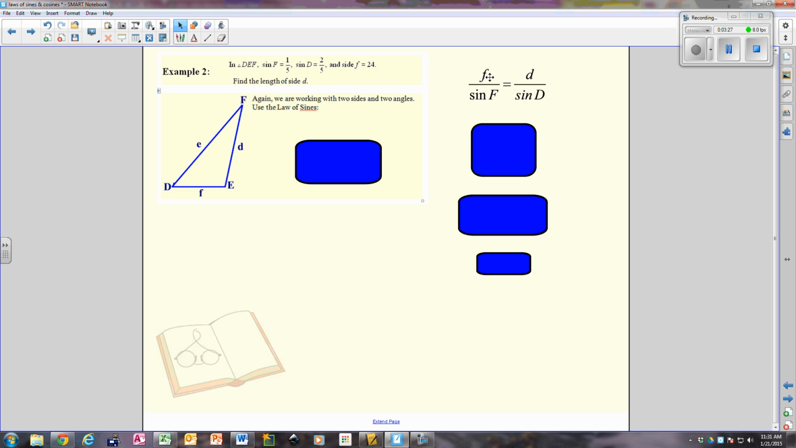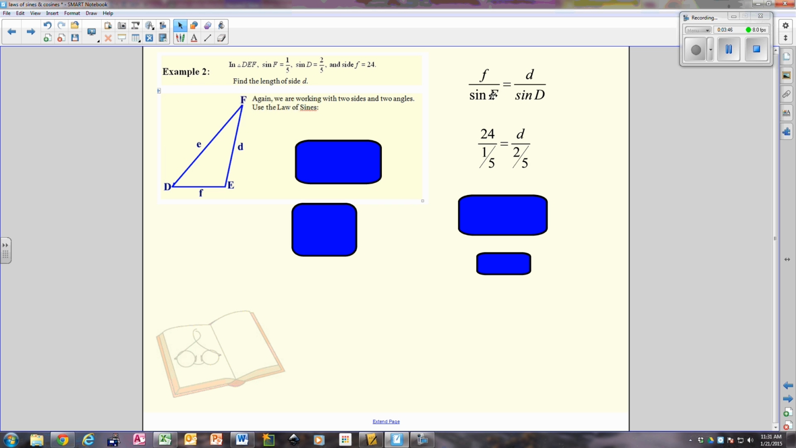We know side F is 24. We know the sine of F is 1 over 5. So we don't really have to find anything. They've already told us the sine of F is 1 over 5. D is what we're looking for, and they told us that the sine of D is 2 over 5. So I'm just going to plug things in where they go.